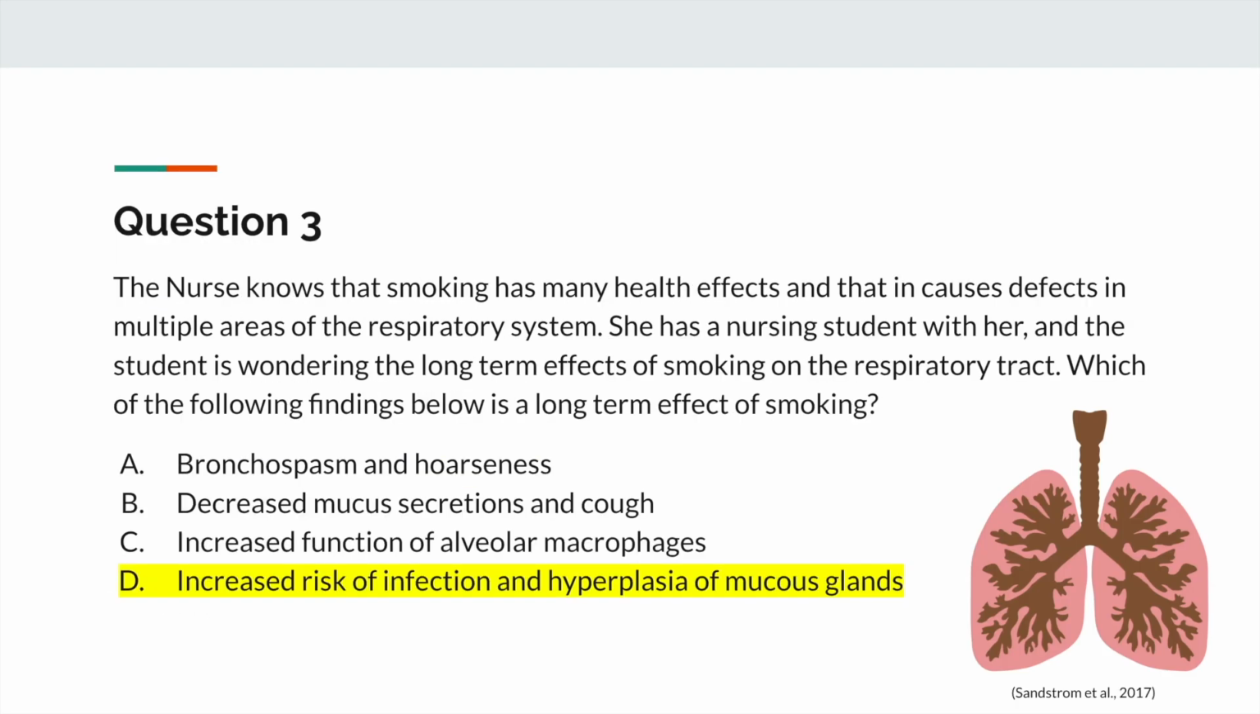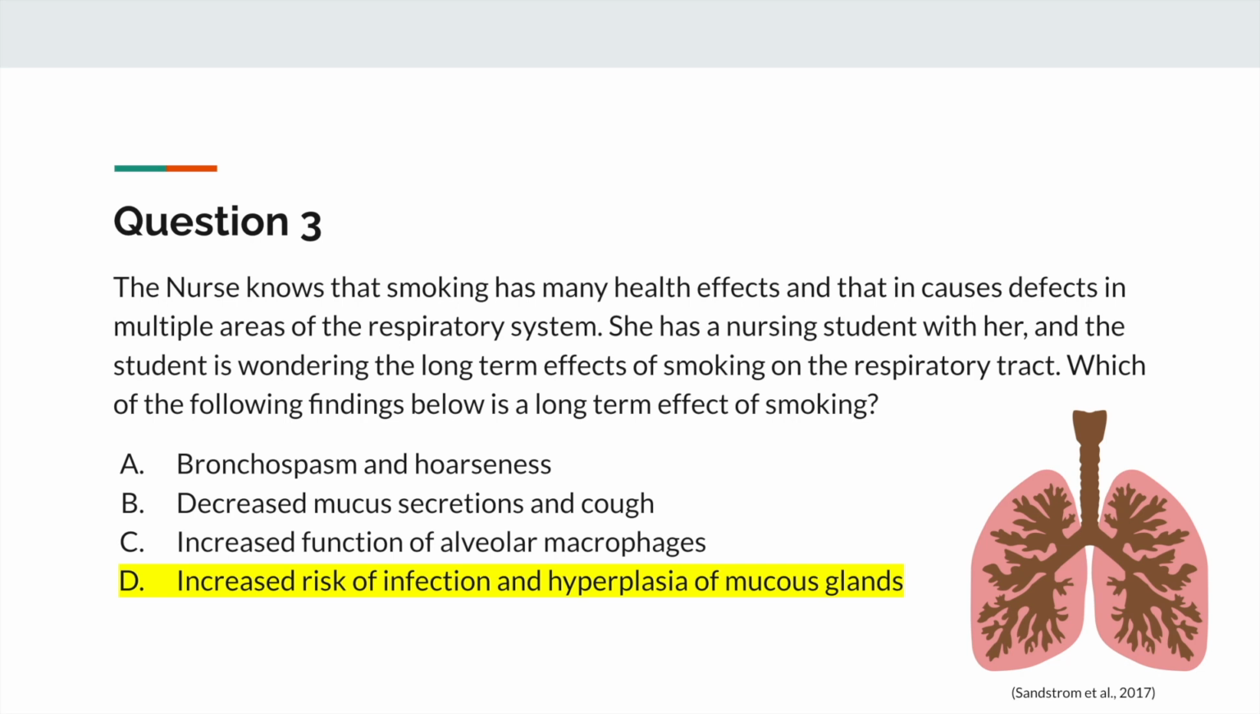So, question 3. Which of the following findings below is a long-term effect of smoking? So the answer is increased risk of infection and hyperplasia of the mucus glands. This is one of the long-term effects of smoking. Other long-term effects of smoking include cancer, chronic cough, chronic bronchitis, and COPD.